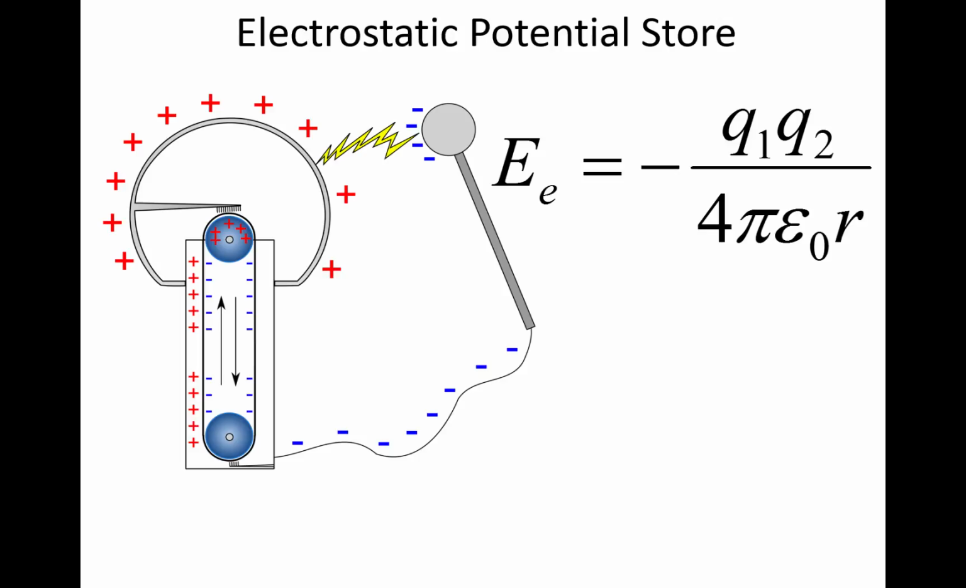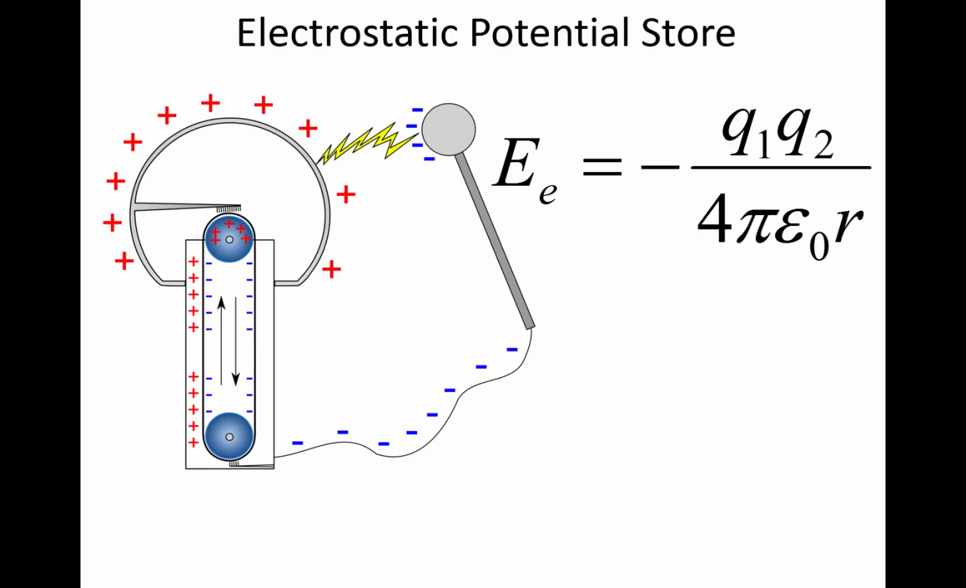And also on the bottom we have 4 pi epsilon 0. We could ignore that term as a constant, but we have r, which is the distance between the objects. So the greater the distance between the objects, the greater the energy in the electrostatic potential store.